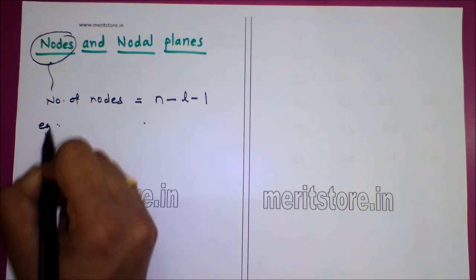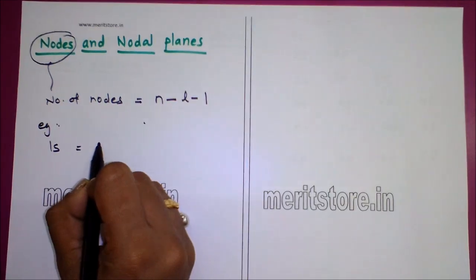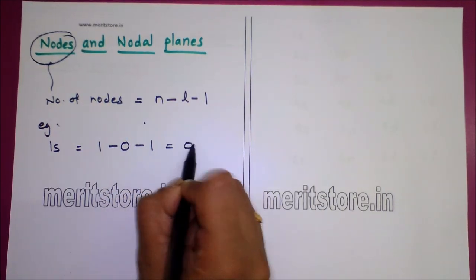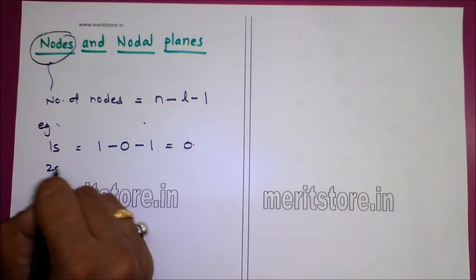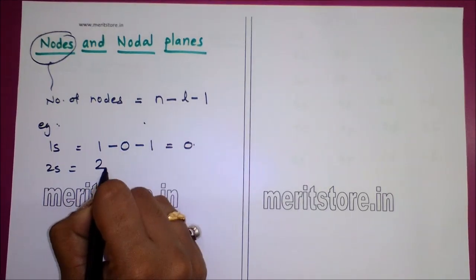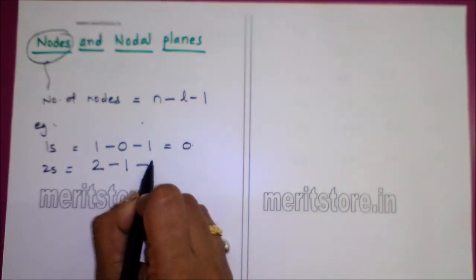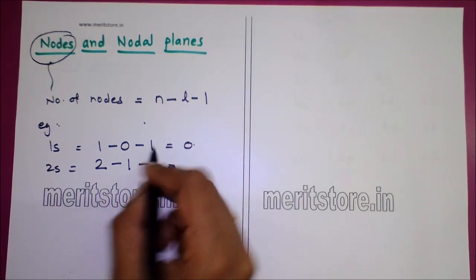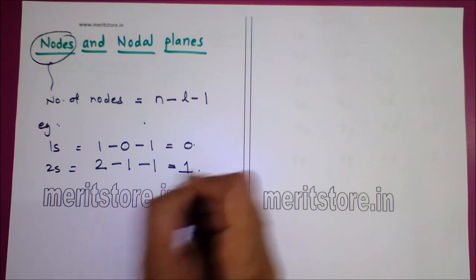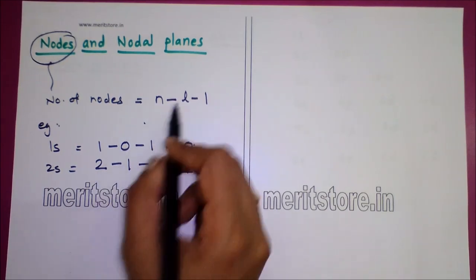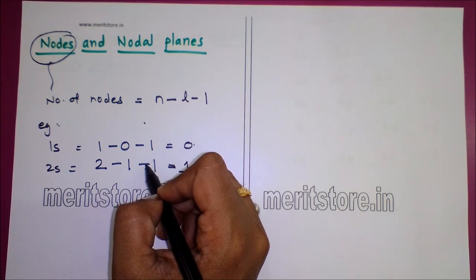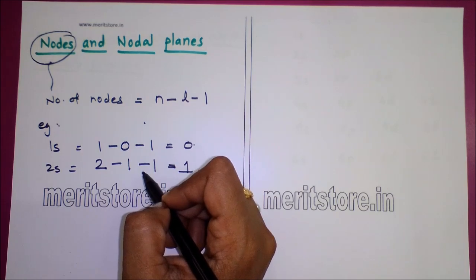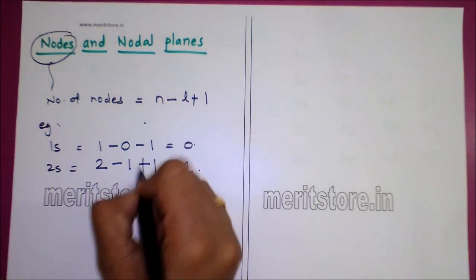For example, if you have the orbital 1s, for 1s we have n equals 1, L equals 0, and minus 1, so the number of nodes will be equal to 0. If you have 2s, n will be equal to 2, minus 0 minus 1, so that will be equal to 1. The number of nodes for 2s will be 1.